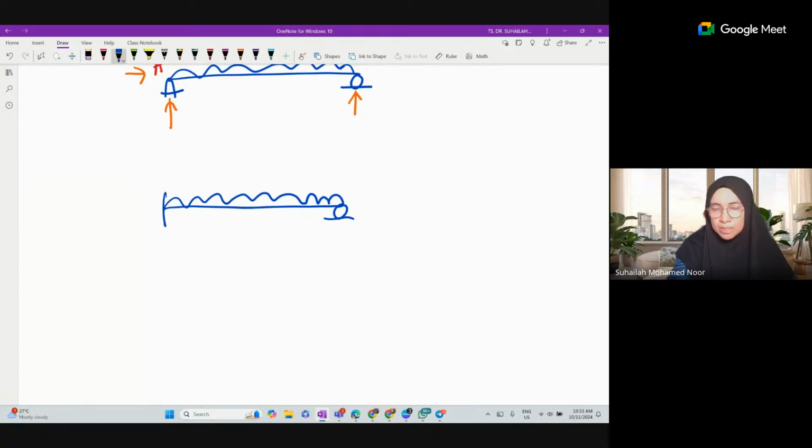Same loading, UDL for example. Same support A, not the same support. A is fixed, now B is roller. We understand that fixed has three unknown reactions, so 1, 2, and 3, and another one comes from B, the roller at B. So in this beam, there are 4 unknown reactions, and only 3 can be solved using equilibrium equations.